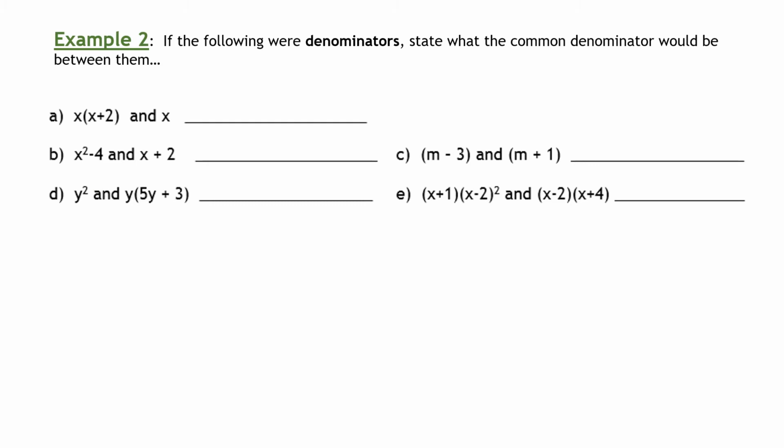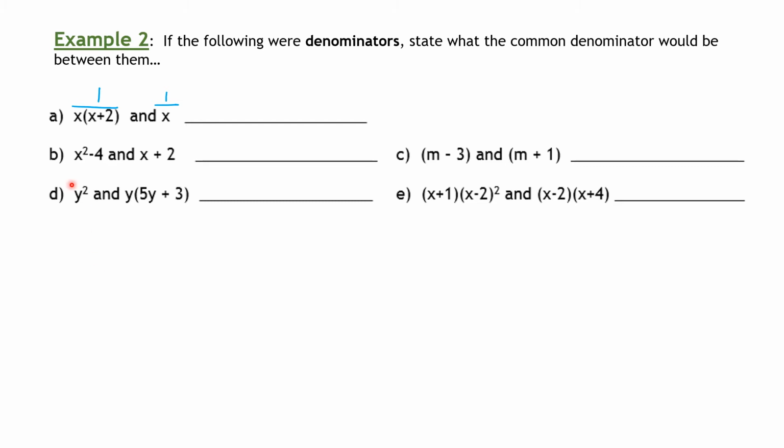Example 2. If the following were denominators, state what the common denominator would be between them. So this question I just kind of made up just to give us practice with denominators, but what I'm saying is, imagine that's just a denominator and that's a denominator, but instead of me writing them all out and confusing you by thinking, well, what would the numerator be? I just want to look at denominators. So for part A, what's the common denominator?